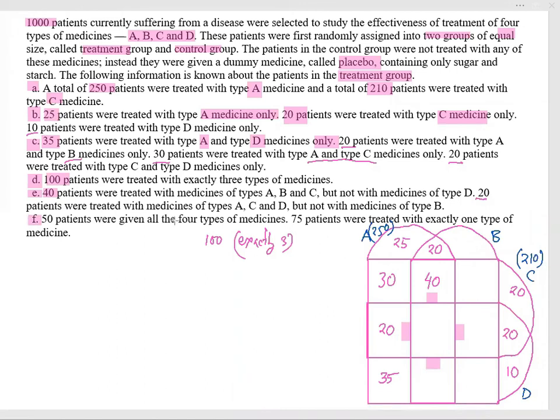50 patients were given all the 4 medicines. This 50 can go in this middle part. So let me write it down, 50 here. This is 50. Okay.